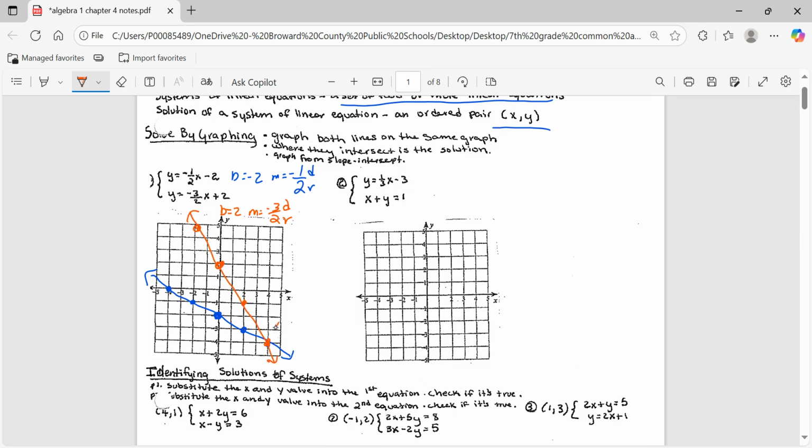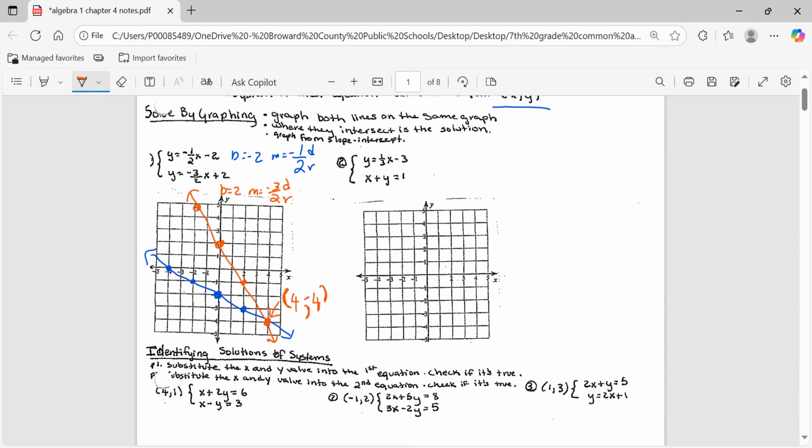This coordinate where they intersect, that is the solution to the system. This is where both lines cross over. And so the solution to this system is going to be at 4, negative 4. That is the point that both functions have in common. That's the solution. And so we've really already done number 1 per se, but again, we just put them together in our graph.